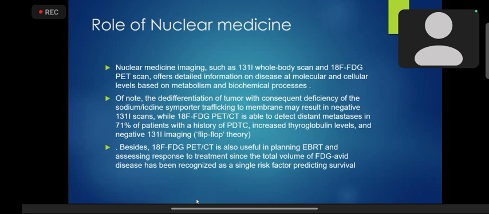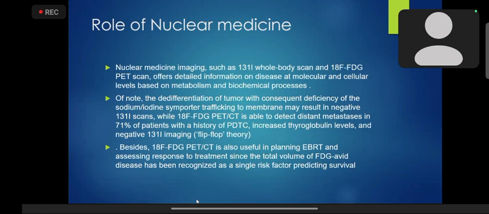So, what is the role of nuclear medicine in poorly differentiated thyroid cancer? Because these are aggressive cancers, we have to look for distant mets. Iodine-131 whole body scan and 18 FDG PET scan are offered for this patient, along with the molecular and cellular level, because it is based on metabolism and biochemical processes, which is a little bit complicated.